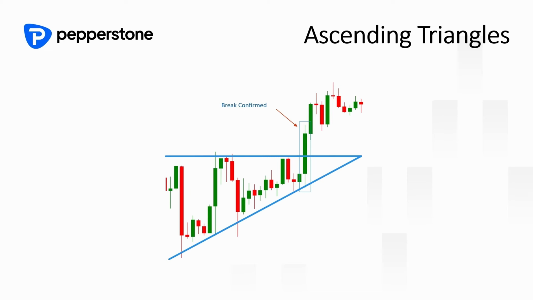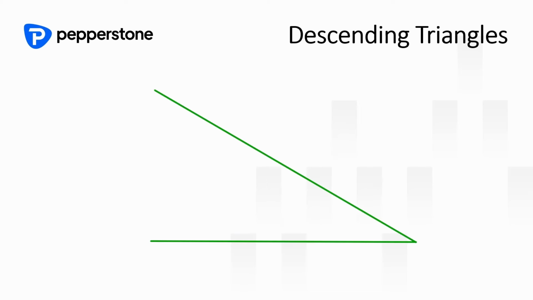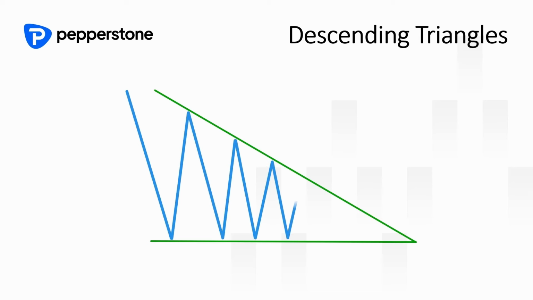Now, the opposite of an ascending triangle is a descending triangle, and it's formed in much the same way, where we see a series of lower peaks and equal troughs, which forms a triangle. When price does break through the bottom of the triangle, we can place a sell order to trade this pattern.